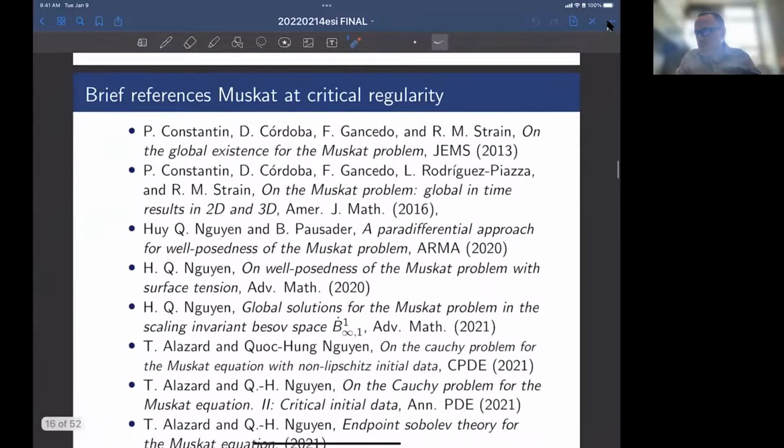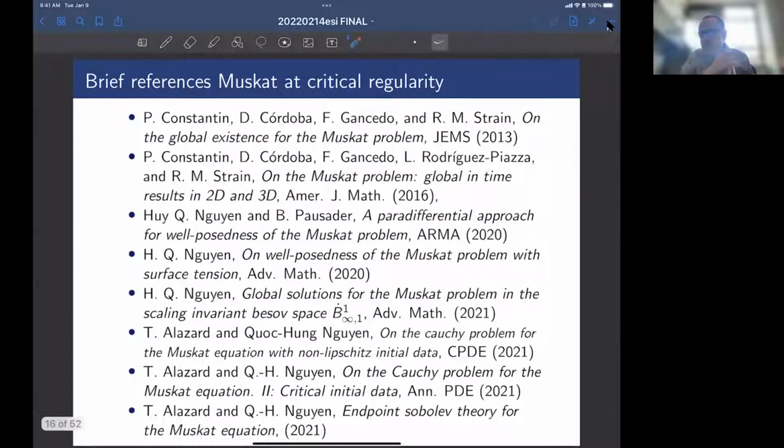But first, I want to show you a few references for Muskat at critical regularity. Prior to that, I want to have a drink of water.